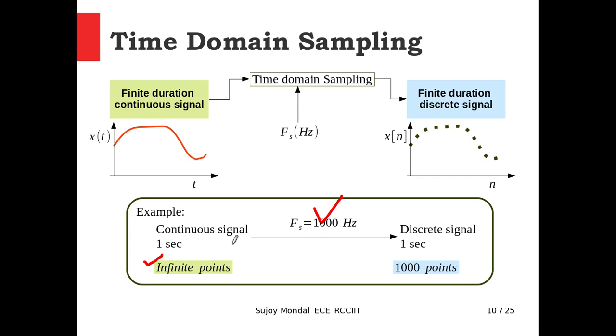So after sampling this 1 second continuous time signal with a sampling frequency of 1000 Hz, it again remains 1 second in duration in the discrete time signal, but it contains only a finite number of sample points, that is 1000 sample points. Now it is feasible to store in digital hardware. So this is the main reason for time domain sampling.